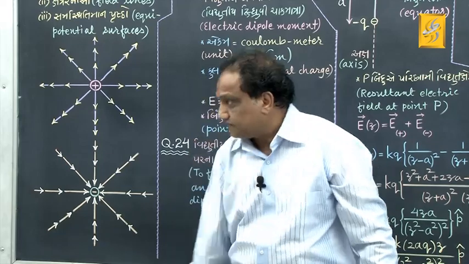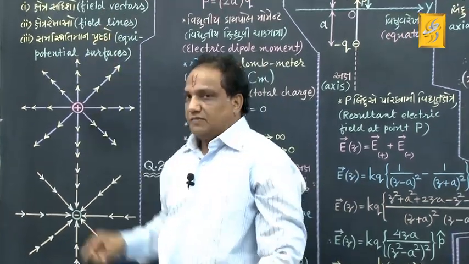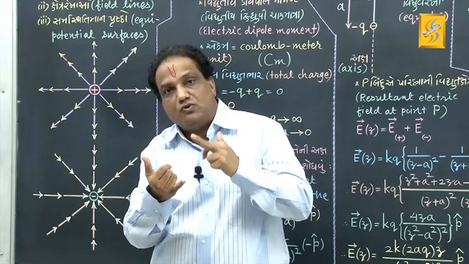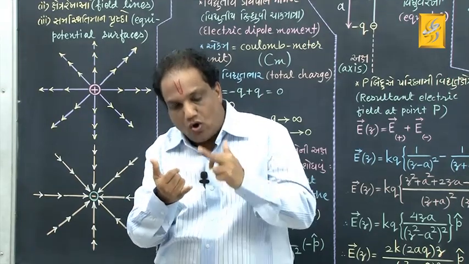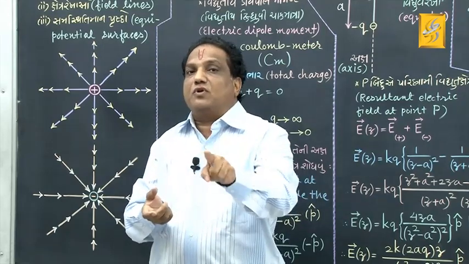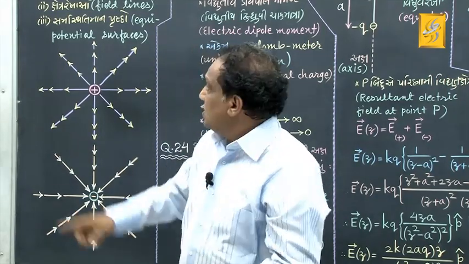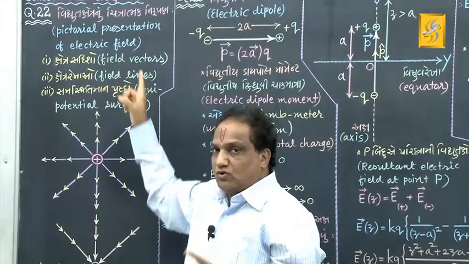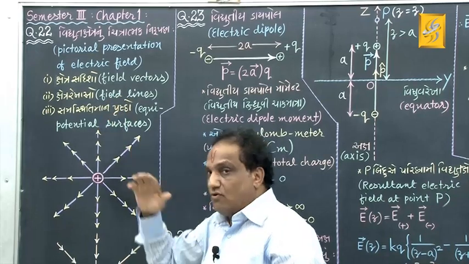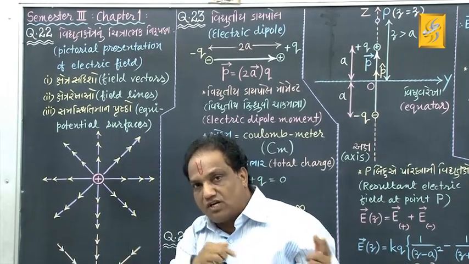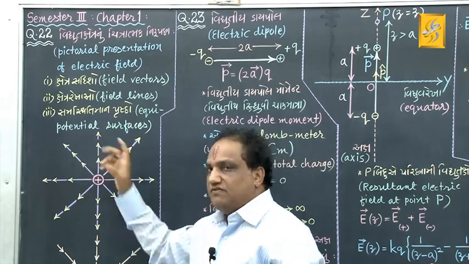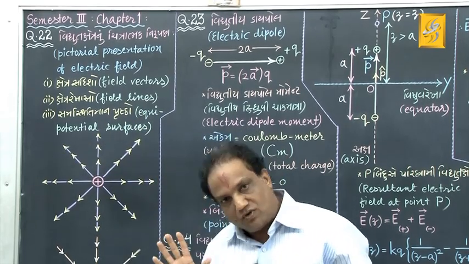Okay, take care. I repeat, you can show electric field pictorially either by using electric field vectors or by using electric field lines or by using equipotential surfaces. Okay, using field vectors, how you can show the electric field, just now I have shown. Using field lines, how you can show electric field, we will study later on in the same chapter, and regarding equipotential surfaces we will study in next chapter. Got it?